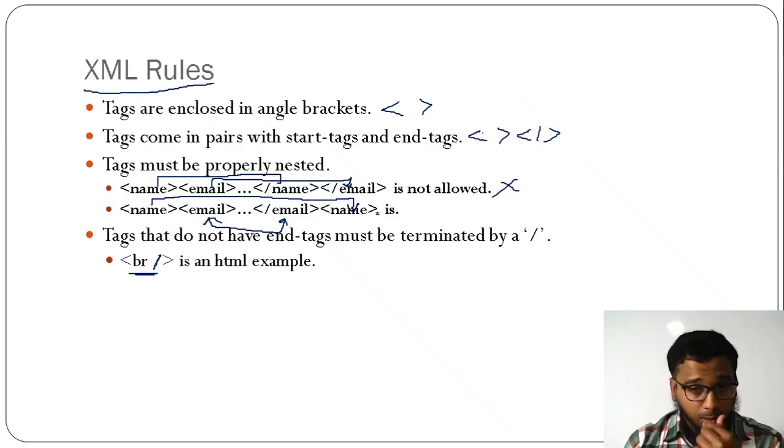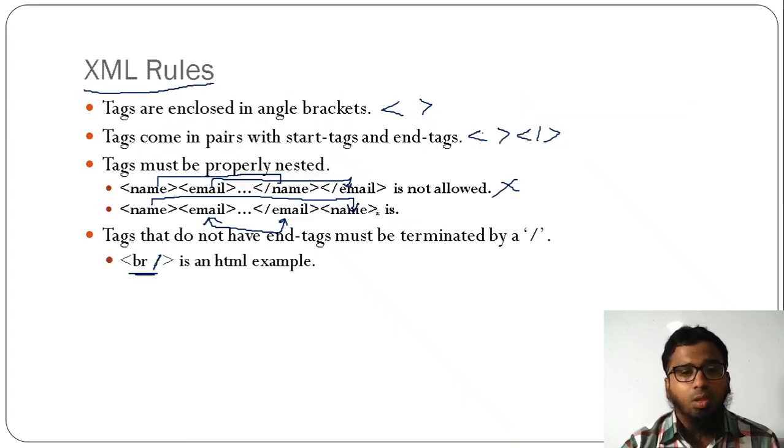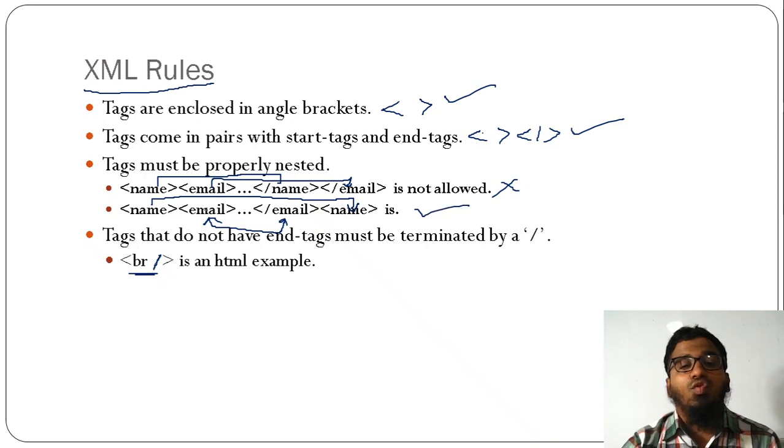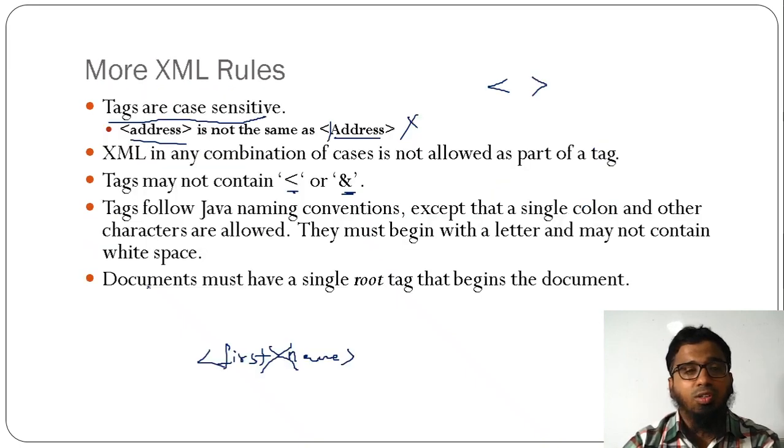Next, the rules. There should be a bracket, and opening and closing tags should be there. Whenever we have nesting, you have to follow the nesting: the tag you open last should be closed first. Tags that do not have end tags must terminate with a slash. Like in HTML we don't have a BR closing tag, so here you need to use it.